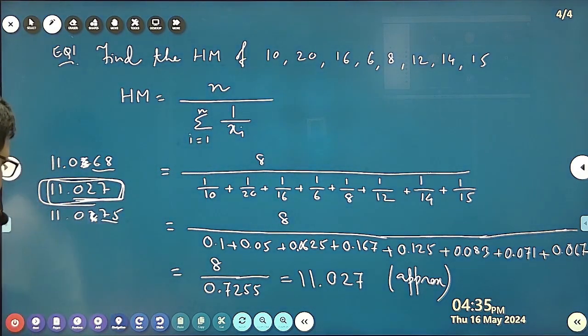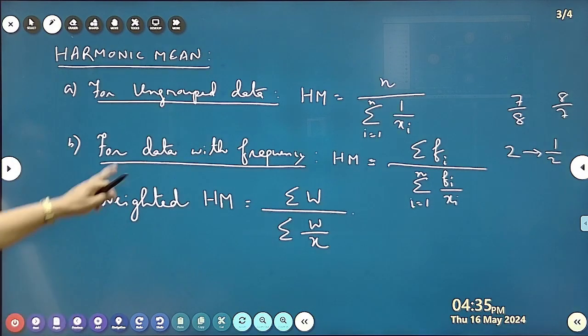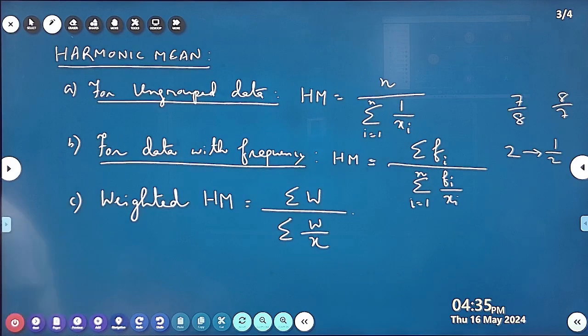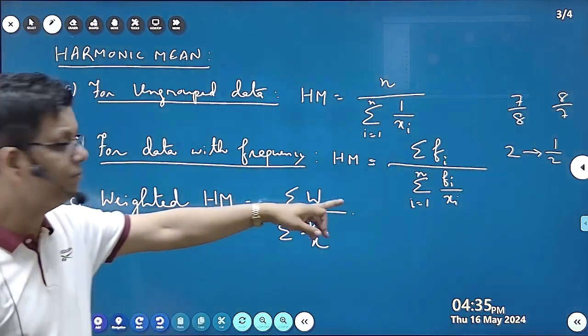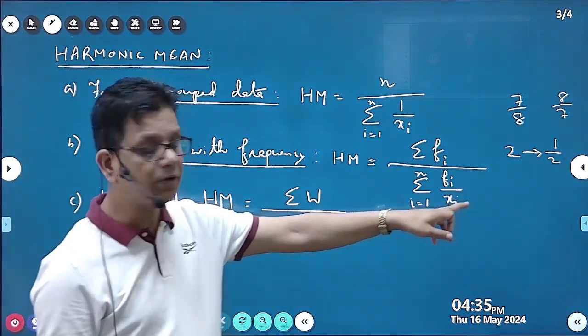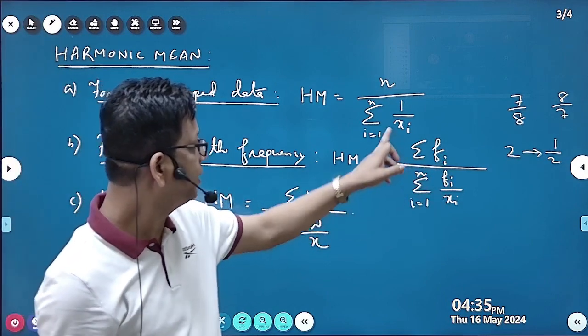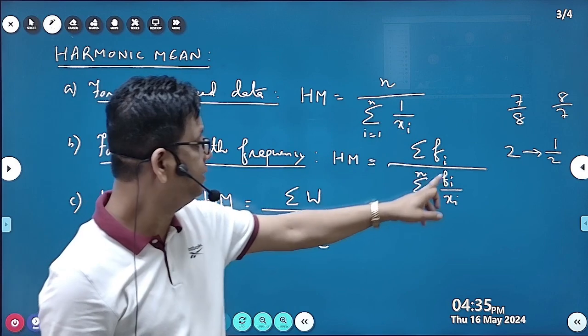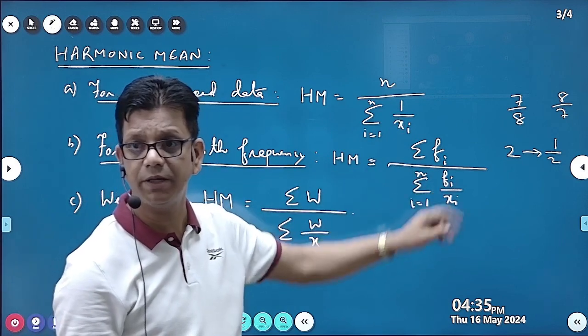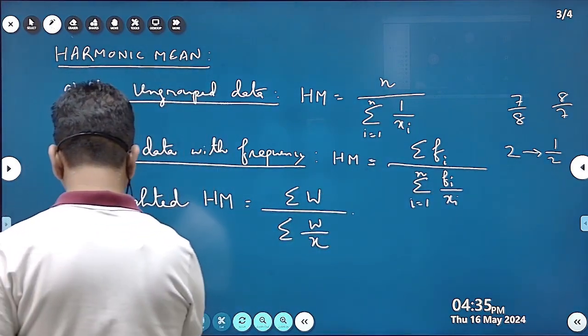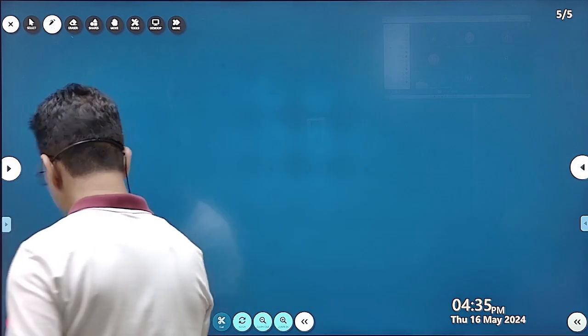Now coming to the next one, we have data but with frequencies. Okay. So it is the same thing. You can understand looking at the formula: summation of f, all the frequencies we need to add. Then the way we took 1 by xi, with that 1 by xi, fi will be multiplied. Okay. So let's go for an example. Example number 2.